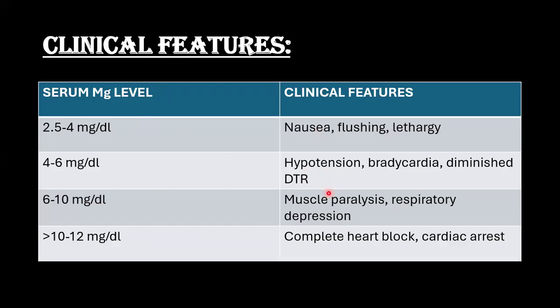So we generally check the knee jerk whenever IV magnesium correction is given, and if the knee jerk is absent, it suggests increased magnesium levels, magnesium toxicity or hypermagnesemia, and we stop the magnesium infusion. If it is 6 to 10, it will lead to muscle paralysis and respiratory depression, and more than 10, it can lead to complete heart block and cardiac arrest.